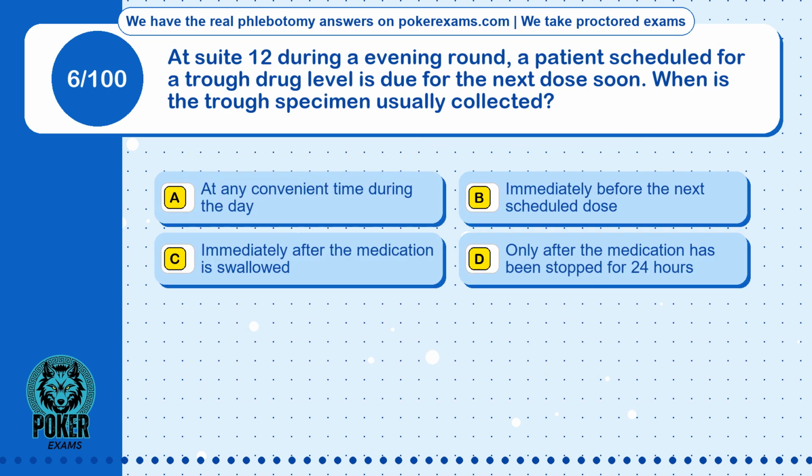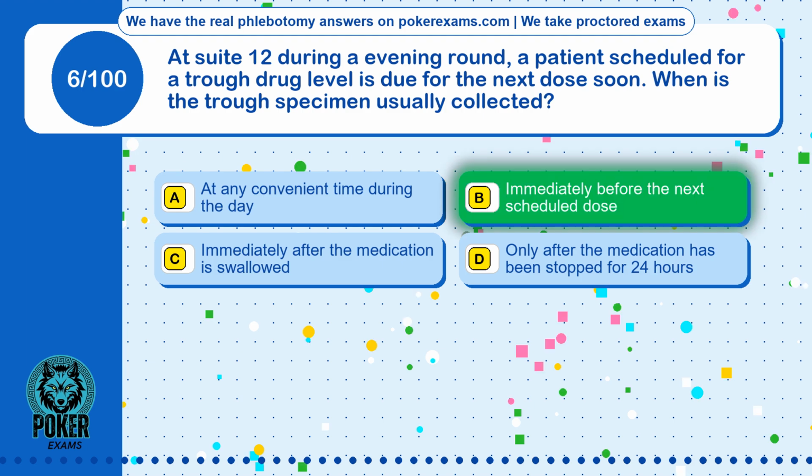Question 6. At Suite 12 during an evening round, a patient scheduled for a trough drug level is due for the next dose soon. When is the trough specimen usually collected? Option A. At any convenient time during the day. Option B. Immediately before the next scheduled dose. Option C. Immediately after the medication is swallowed. Option D. Only after the medication has been stopped for 24 hours.